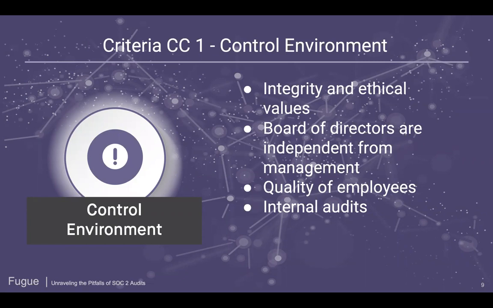Some examples of evidence that you'll be asked to provide to your auditor include an organizational chart, evidence that the board operates independently through a charter, HR materials such as an employee handbook, background checks, performance appraisals, defined roles and responsibilities along with job descriptions, and then doing security awareness training.